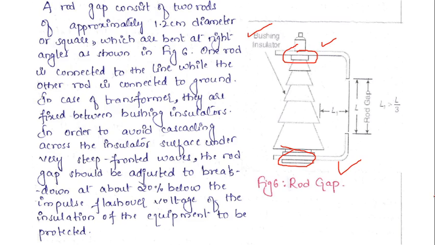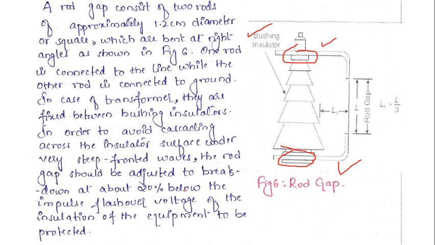In order to avoid cascading across an insulator surface under very steep fronted waves, the rod gap should be adjusted to break down at about 20% below the impulse flashover voltage of the insulation of the equipment to be protected. In order to avoid the breakdown of the insulation of the equipment, the gap between the rods is adjusted such that it breaks down at about 20% below the impulse flashover.